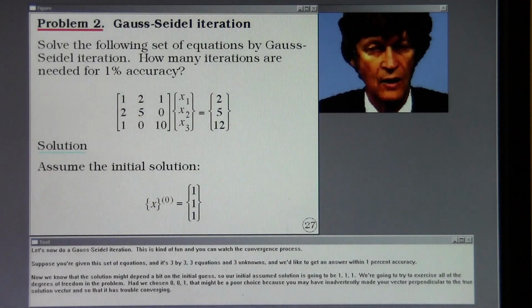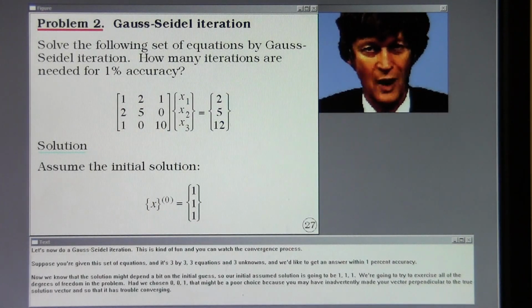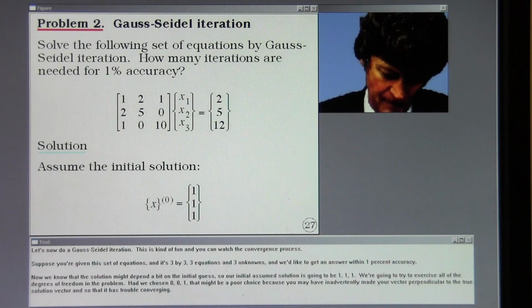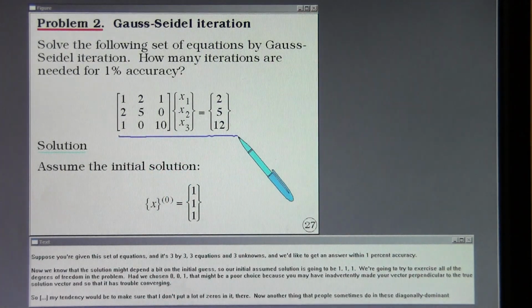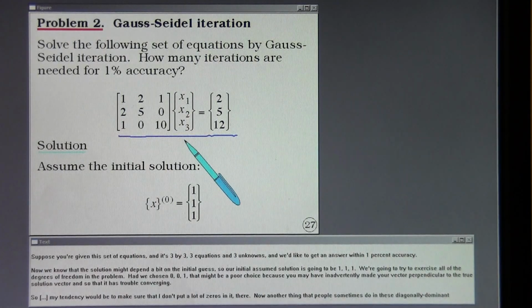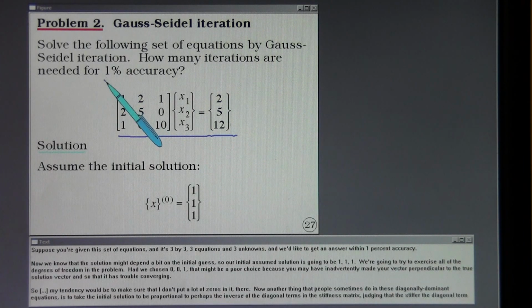Let's now do a Gauss Seidel iteration. This is kind of fun, and you can watch the convergence process. Suppose you're given this set of equations, and it's 3 by 3. 3 equations and 3 unknowns, and we'd like to get an answer within 1% accuracy.